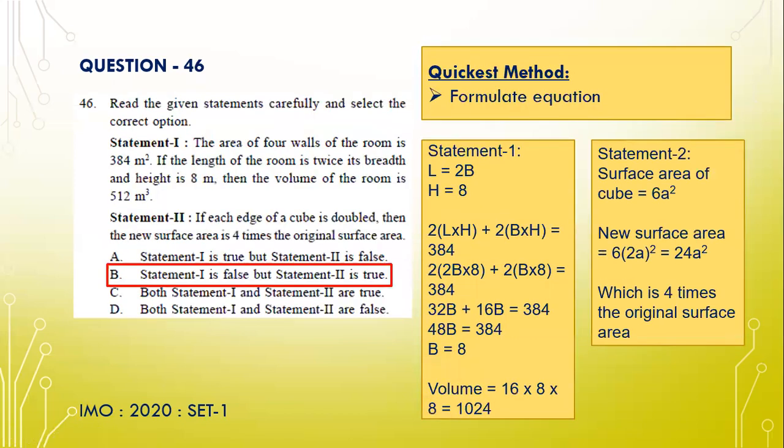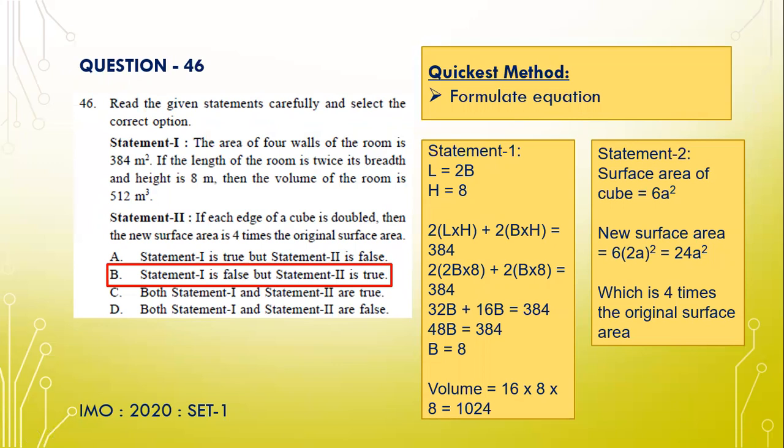Read the given statements carefully and select the correct option. The area of the four walls of a room is 384 square meters. If the length of the room is twice its breadth and the height is 8 meters, then find the volume of the room. So let the breadth be b, the length is twice of b, 2b, and the height is 8.